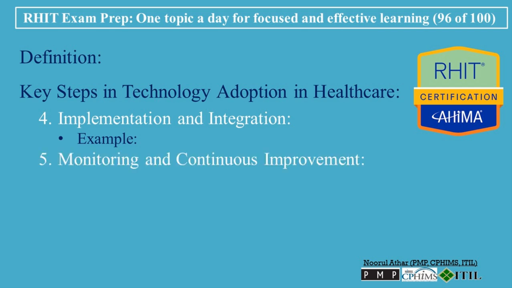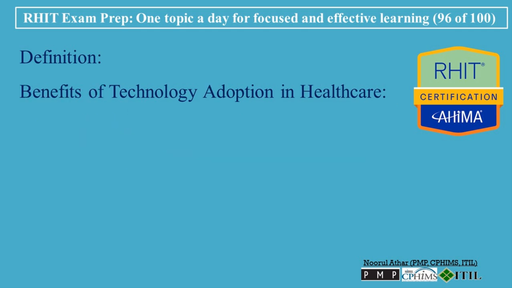Monitoring and continuous improvement. After implementation, organizations must monitor the performance of the new technology and gather feedback from users. This helps identify areas for improvement and allows for ongoing adjustments to optimize the system's effectiveness in meeting organizational goals. Example: a hospital gathers feedback from physicians using a new AI-powered diagnostic tool and continuously updates the system's algorithms to improve accuracy and clinical relevance.